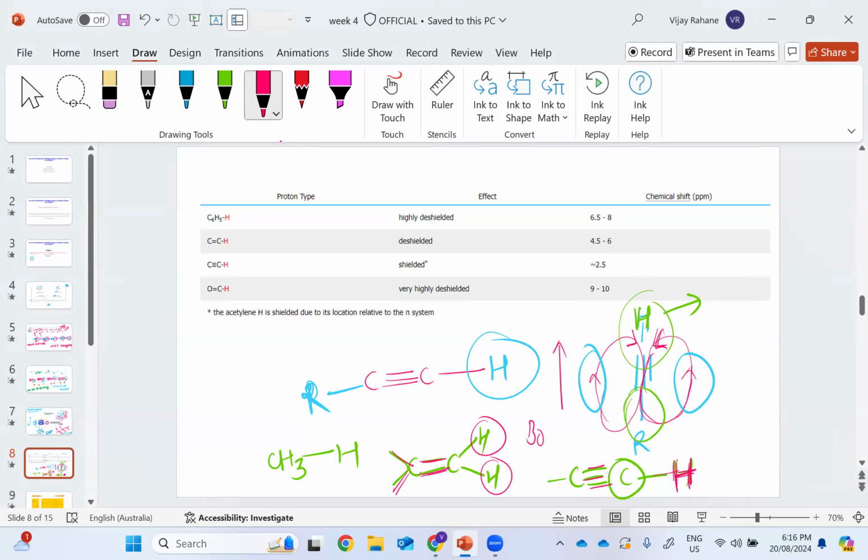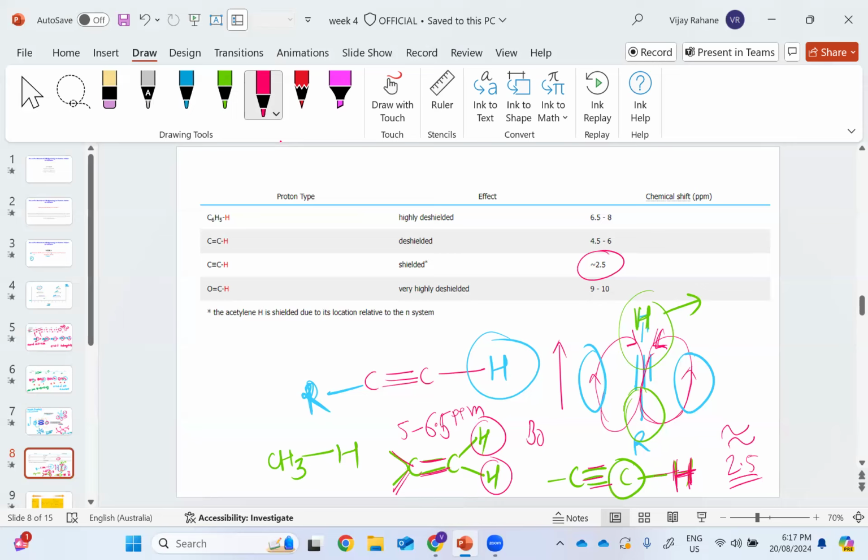So let's say here, one example shows the delta value of around 2.5 ppm for this double bond or triple bond. But for olefins, as we have earlier seen, it shows about 5 to 6 ppm or 5 to 6.5 ppm. So this is the effect of magnetic anisotropy.